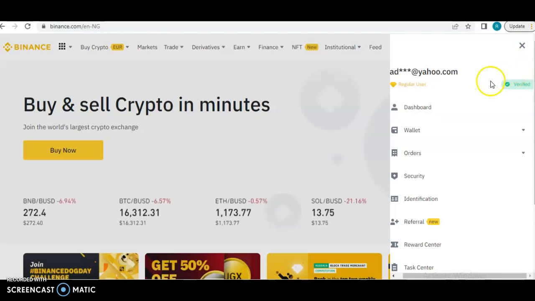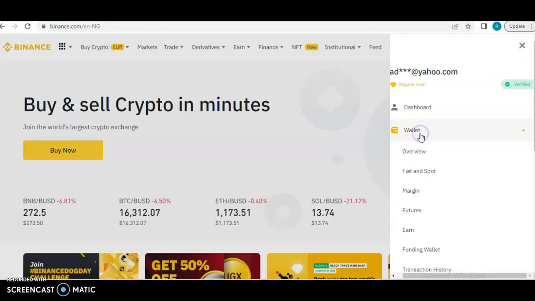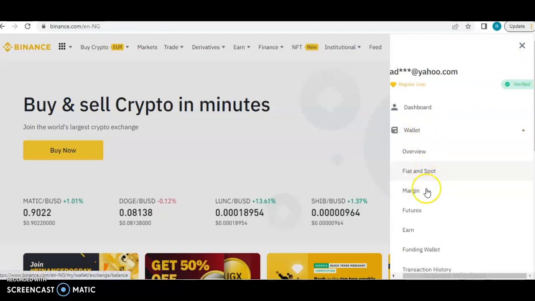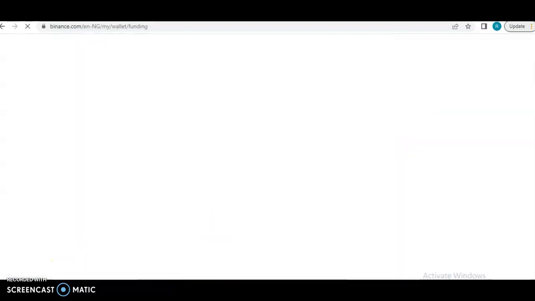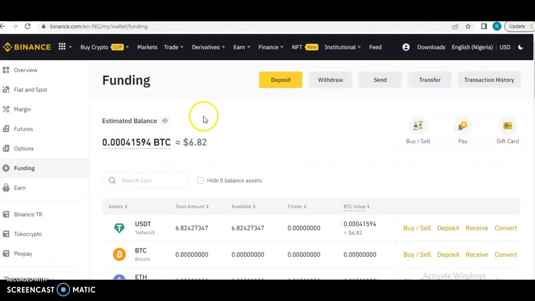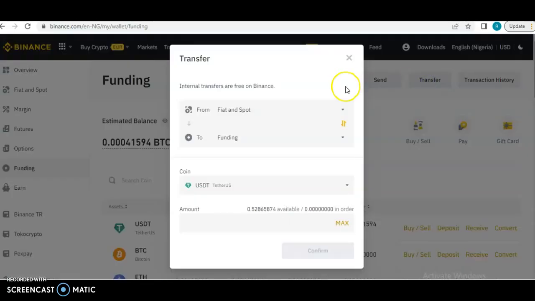So now that my account is verified, all I just have to do is go to my wallet. So I go to my funding wallet. So when I clicked on my funding, I was directed to the funding wallet, and this is that USDT I just bought, $6.82. So it's inside my funding wallet. So all I just have to do is transfer it from funding to spot wallet, and I will do that by clicking on transfer here.